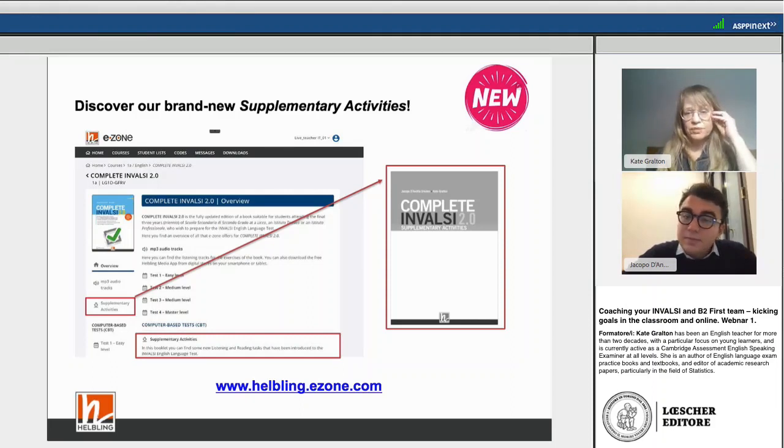So it's available to students as well, is it, this booklet? Not just to teachers? Yes, this booklet is available to both students and learners who use Complete INVALSI 2.0 during their daily teaching and learning experience.